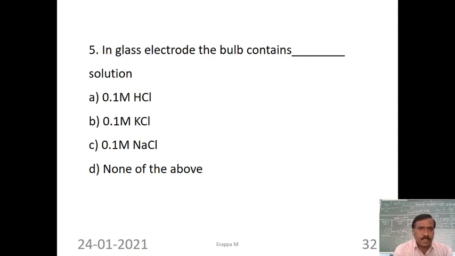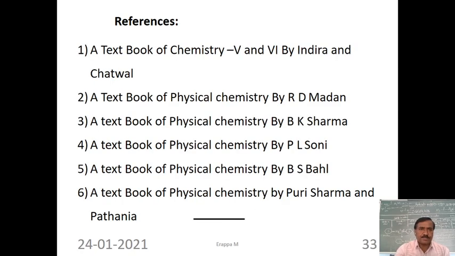Last question. In a glass electrode, the bulb contains dash solution. A is 0.1 molar HCl, B is 0.1 molar KCl, C is 0.1 molar NaCl, and D is none of the above. In the glass electrode, A is the answer, 0.1 molar HCl solution.